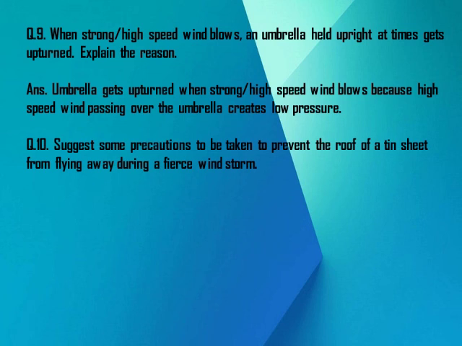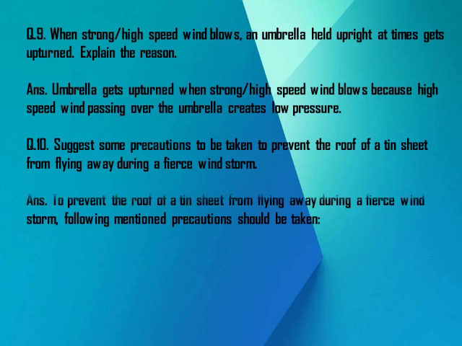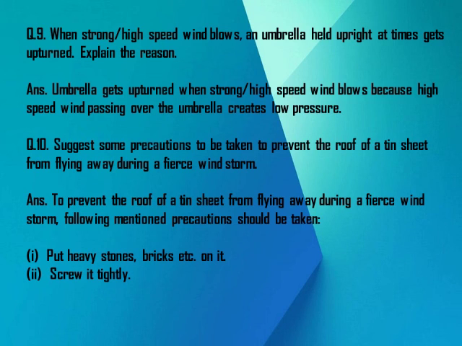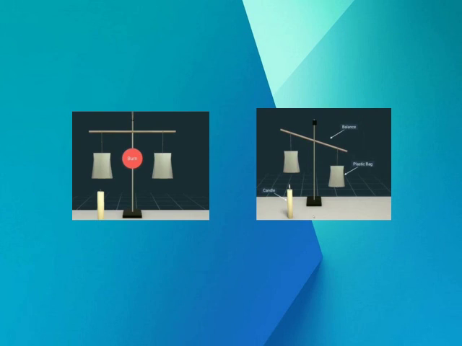Suggest some precautions to be taken to prevent the roof of a tin sheet from flying away during a fierce wind storm. The following precautions should be taken. Put heavy stones, bricks, etc. on it. Screw it tightly. Do not shut all the doors and windows.